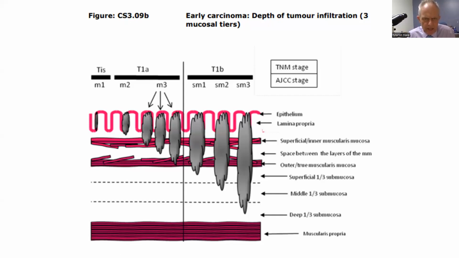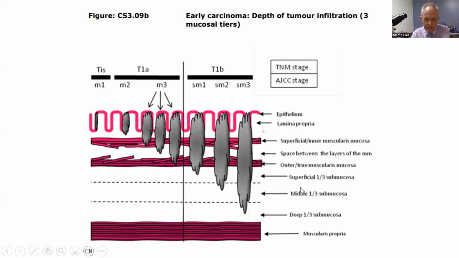I wouldn't worry too much about M1, M2, and M3. We decide whether it's a tumor in situ or a T1A lesion. If it's a T1A lesion, then it is confined within the muscularis mucosae. In other words, it hasn't breached the muscularis mucosae. It may go into the muscularis mucosae, but it hasn't breached it. If it breaches the muscularis mucosae, then it becomes a T1B lesion, as you see here.